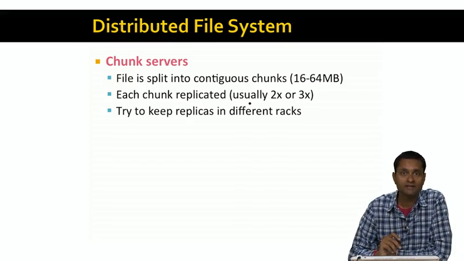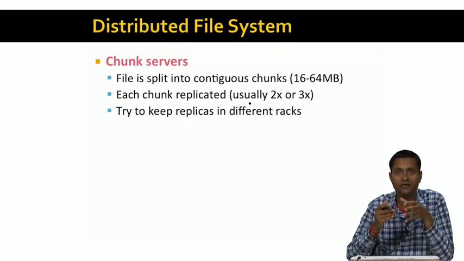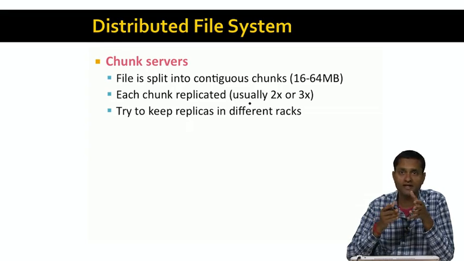So to summarize, each file is split into contiguous chunks. The chunks are typically 16 to 64 megabytes in size. And each chunk is replicated. In our example, we saw each chunk replicated twice, but it could be 2x or 3x replication. 3x is the most common. We saw that the chunks were kept on different chunk servers.